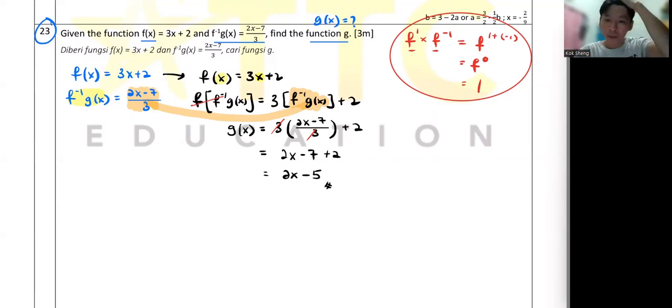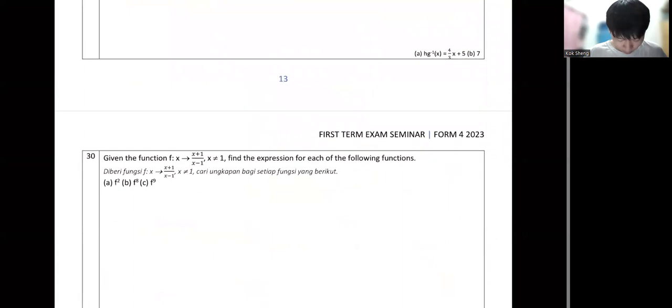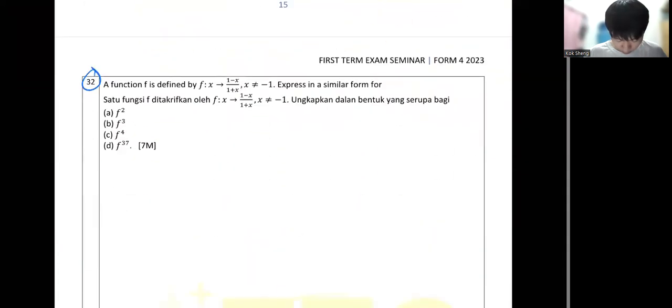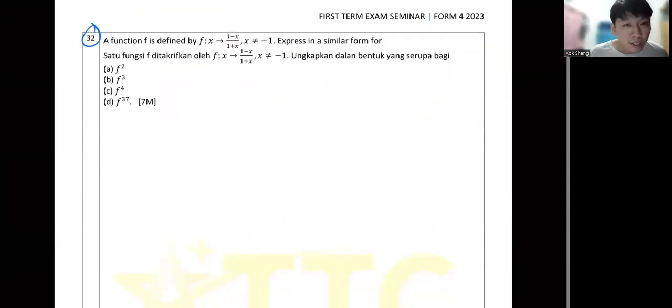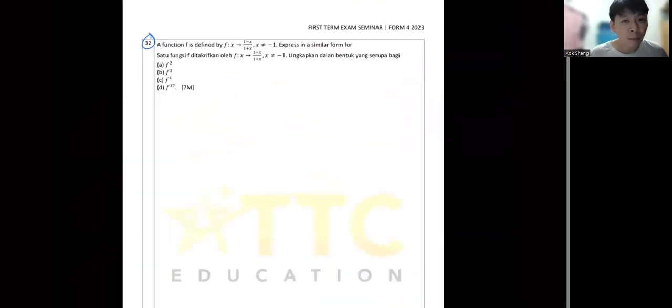Okay, no issue. Okay, let's go to 32. 32 is over here, 7 marks. Whole page, right? Should be enough space for you to write the steps.